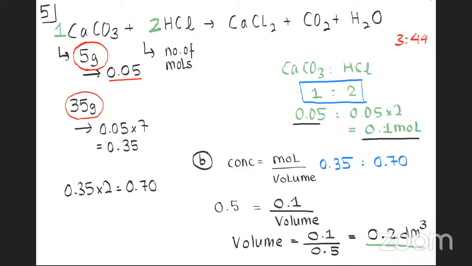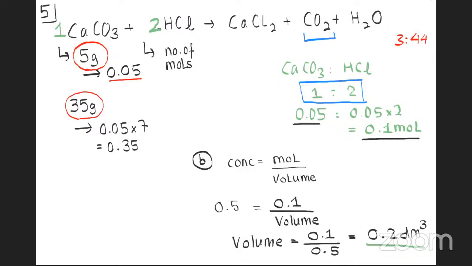Now that we know the mole of, oh wait, we don't even need the mole of HCl. We were looking at carbon dioxide. My bad. So the solution. Let me just remove this again. So we are comparing the mole of CaCO3 and carbon dioxide, okay? Not HCl. I misread the question.